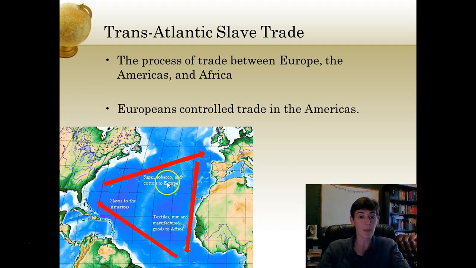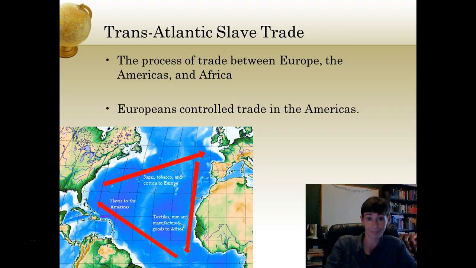So you can see there's a little graphic down here. For example, sugar, tobacco, and cotton go to Europe. Then from Europe to Africa, we have textiles, rum, and manufactured goods. And then from Africa, slaves go to the Americas to provide all the labor to make all these things. So that's effectively the transatlantic slave trade.